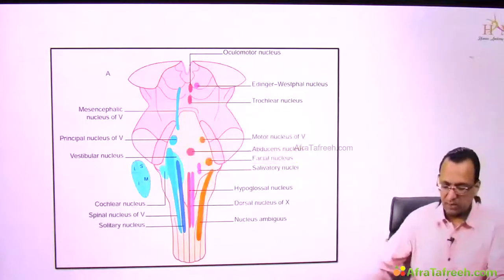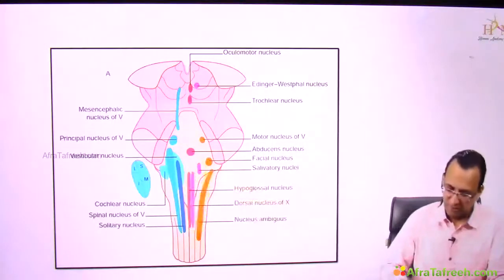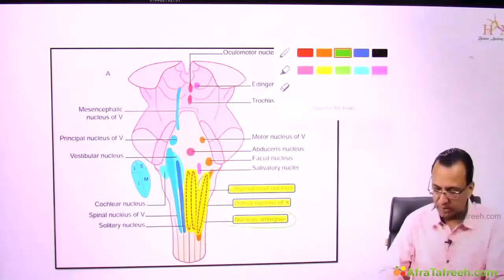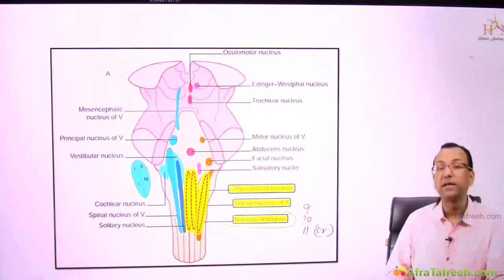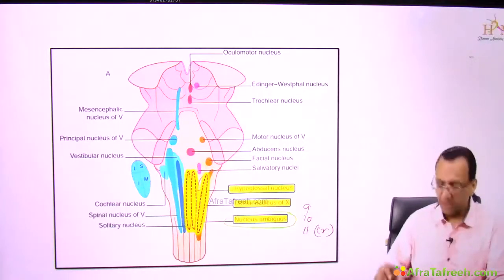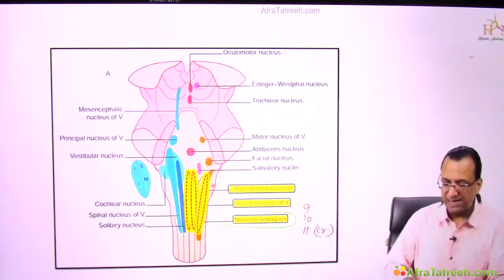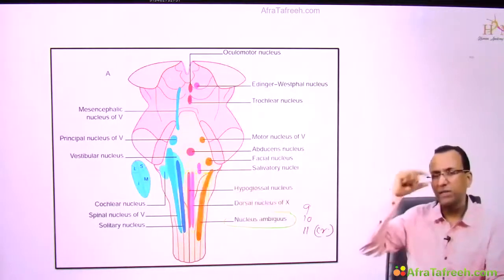And what is there in the medulla oblongata? It is the number 9, 10, 11, 12. If you remember, we have discussed the nucleus ambiguus is the number 9, 10, 11. Which part of 11? Cranial part of 11. It is in the medulla oblongata. So you're telling nucleus ambiguus is the number 9, 10, 11, cranial part of 11, and it is in the medulla oblongata? Yes, it is there. So the number 9, 10, 11 are in the medulla oblongata.